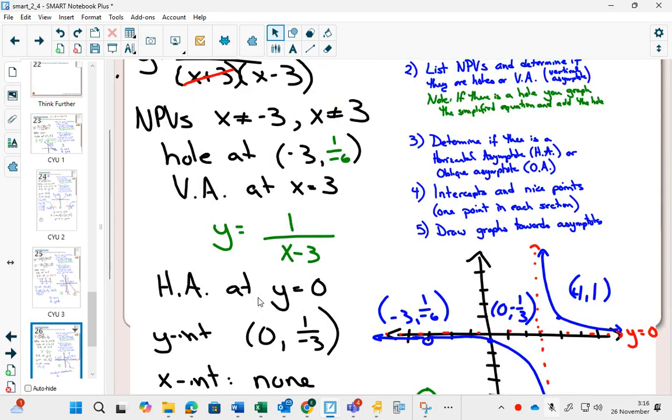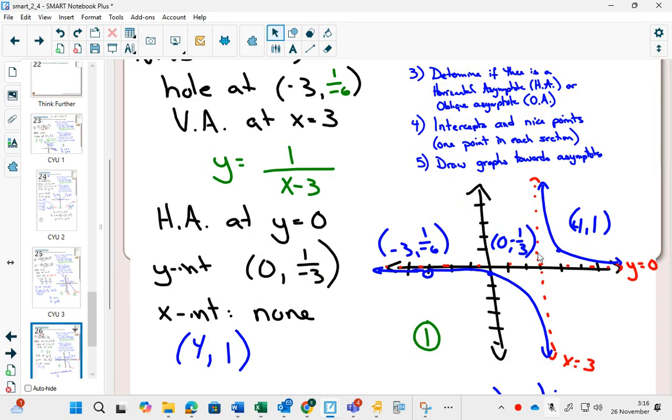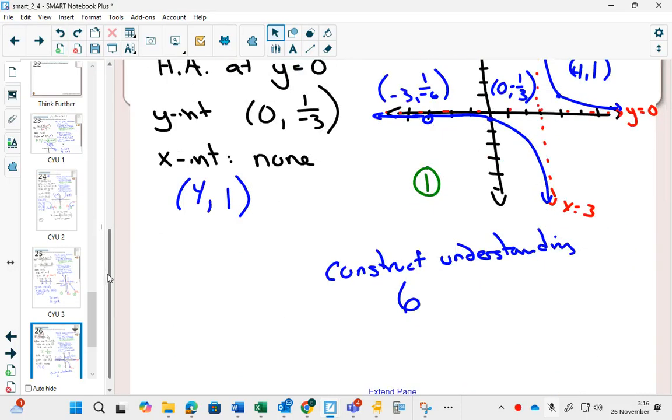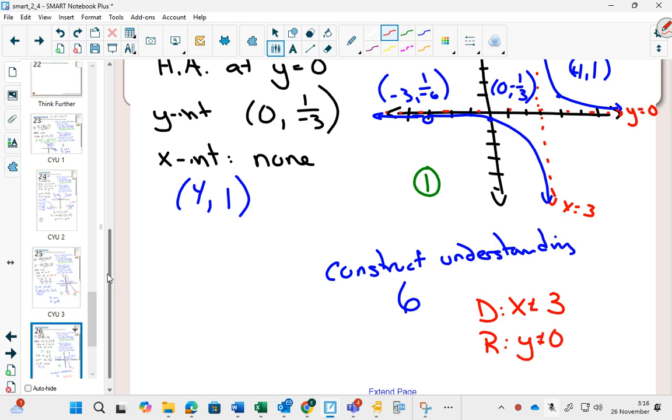Did it say domain and range? Yeah. Well, you can see the domain: x can't equal 3, the range: y can't equal 0. Ooh, you know what? This is interesting. I thought the domain was boring, but it's not. X can't equal 3. The range, well, the domain is boring. But the range doesn't go through 0, but it also doesn't go through -1/6 because of the hole. Oh, and they also have the domain doesn't go through -3.